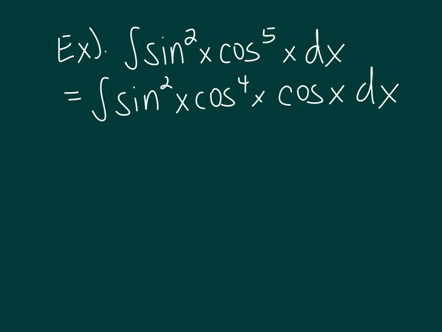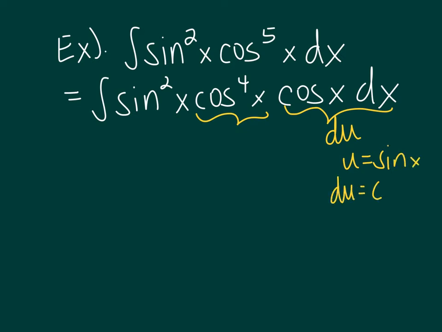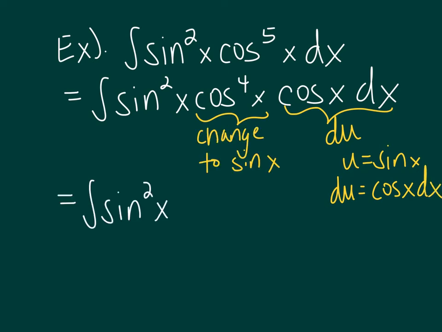Okay, so first you're going to pull out one of the cosines with the goal of making this become our du, and we're going to rewrite this in terms of sine so that we can use the u substitution. u is going to be sine of x, and then du will be cosine x dx. So remember, cosine to the fourth, that's the same as cosine squared, quantity squared. So I'm going to replace cosine squared with 1 minus sine squared. And then it's all squared here, and then I'm still left with cosine x dx.